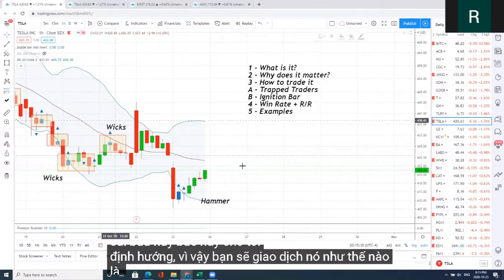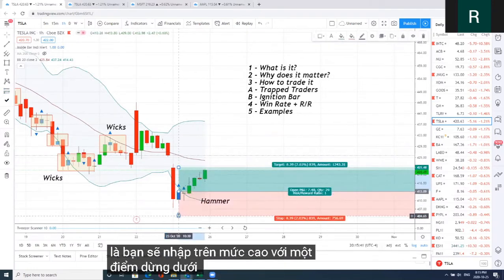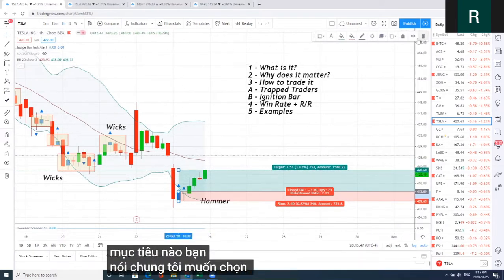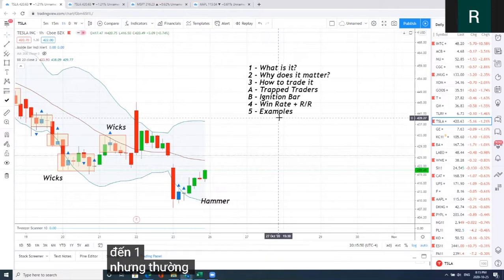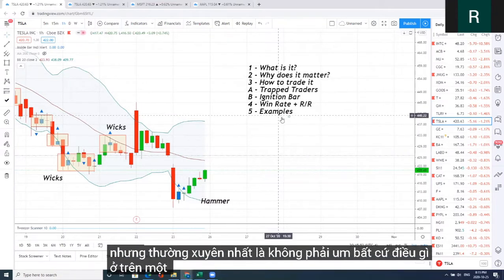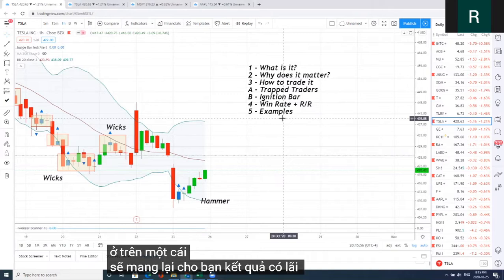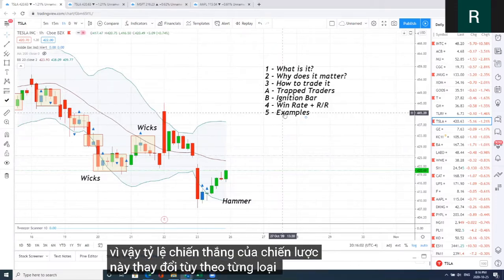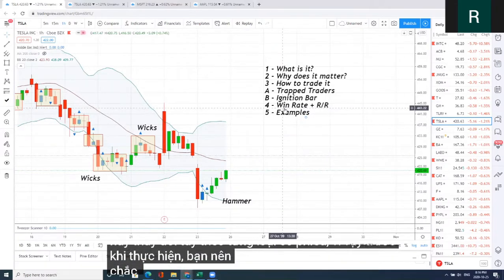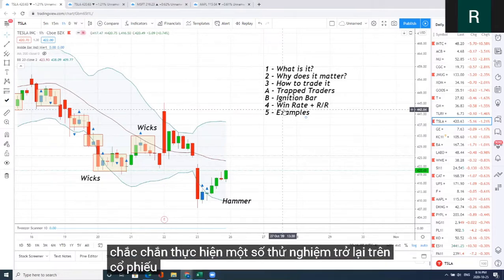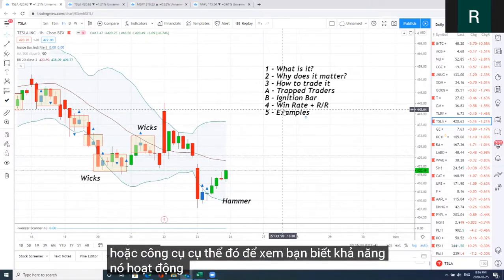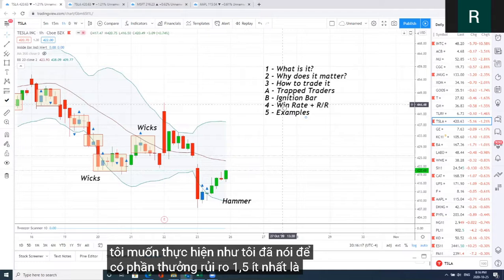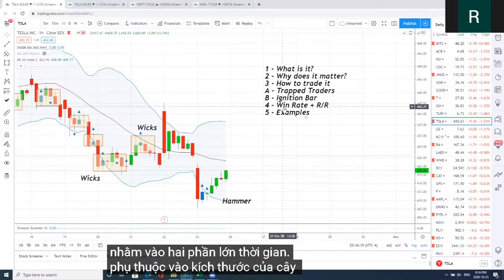So how you would trade it is you would enter above the high with a stop below the low, and take it for whatever targets you want. In general, I like to go for at least 1.5 to 1, but more often than not, anything above 1 will give you a profitable result, right? The win rate on this strategy varies from stock to stock. So before you implement it, you should definitely do some backtesting on that particular stock or instrument to see how likely it is to work, and write your rules down. I like to go, like I said, for 1.5 risk reward at least, aiming for 2 most of the time. So it depends on the size of the candle.